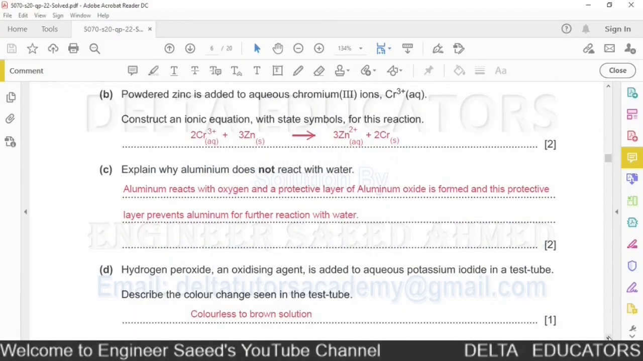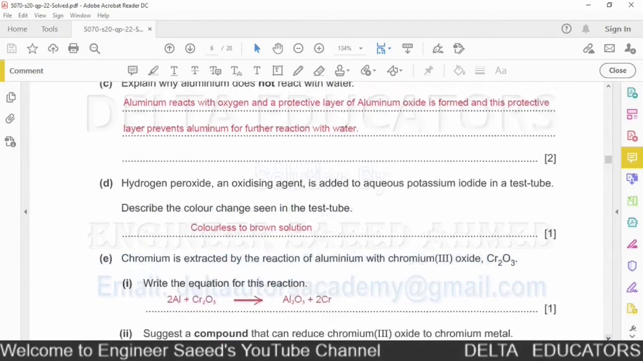Part C. Explain why aluminum does not react with water. Aluminum is a highly reactive metal. It reacts with oxygen in presence of water and aluminum oxide is formed. This aluminum oxide layer is deposited on the surface of aluminum and it prevents aluminum from reacting further with oxygen or with water. So what we have to write here: aluminum reacts with oxygen and a protective layer of aluminum oxide is formed, and this protective layer prevents aluminum from further reaction with water.